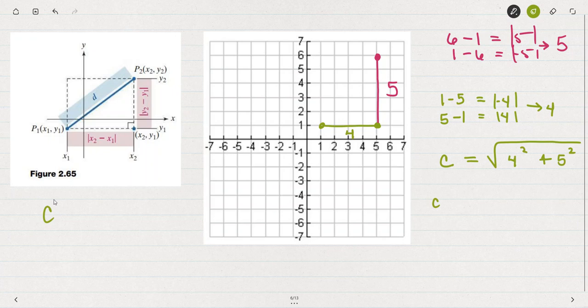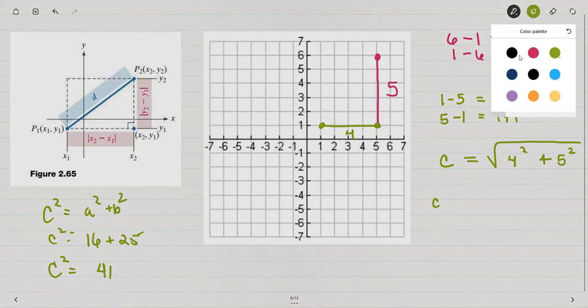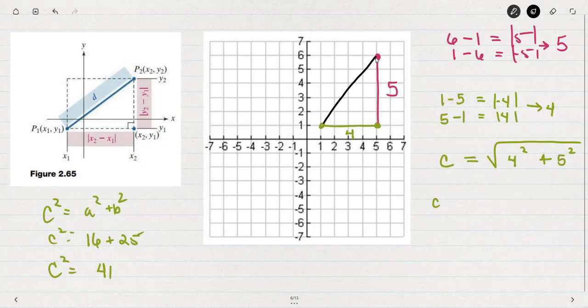Because, let me make sure, C squared equals A squared plus B squared. So C squared is 4 squared plus 5 squared. So that's 16 plus 25, which is 41. And then C, the actual length, this length right here, which we can't count by how many increments it is because we're going diagonally, is going to be the square root of 41.